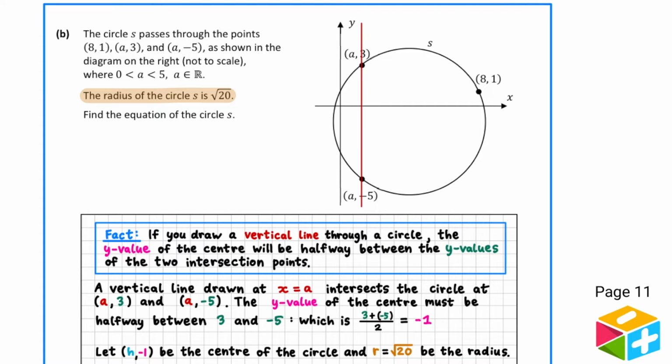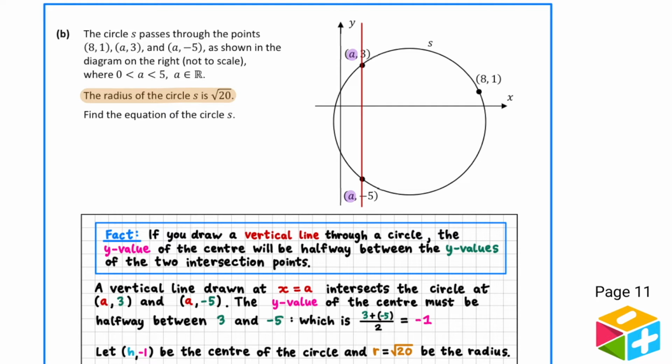Two of the points that we were given, (a, 3) and (a, minus 5), share an x value. This means that if we drew a vertical line at x equal to a, it would intersect the circle at these 2 points.